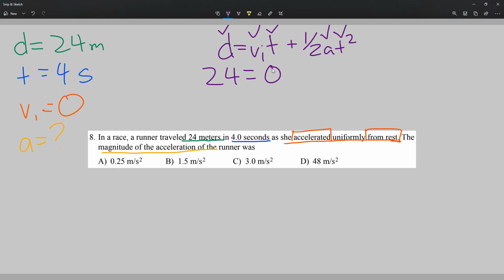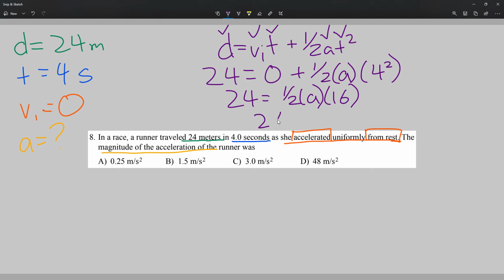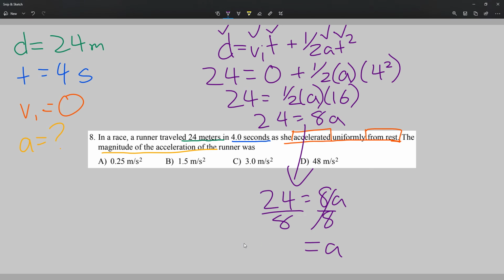So 24 is equal to 0. The entire thing is 0. Anything multiplied by 0 is 0. Then 1/2 A T squared, so you're doing 4 squared here. So we're going to simplify this. 0 is gone. 4 squared is 16. Simplify it even more. 1/2 times 16 gives you 8A. Then we're going to divide 8 on both sides. And now we have 3 meters per second squared. All right, that's our answer.